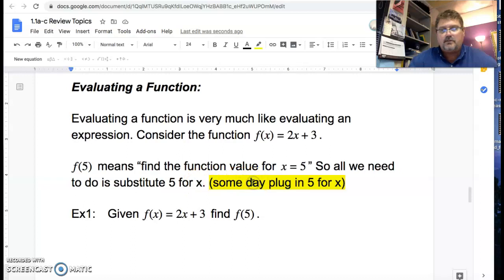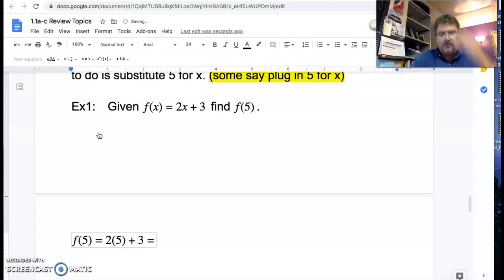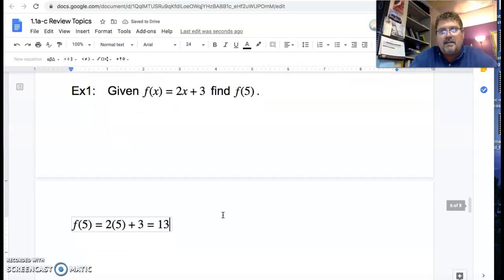Oh, I need to correct that. Some say plug in 5 for x. That's how a lot of people say this. So this thing would look like this. f of 5 equals 2 times 5, just like you saw me do in that other template we used. So this becomes 10 plus 3, which is 13. And that's how you evaluate a function. You just plug numbers into x.